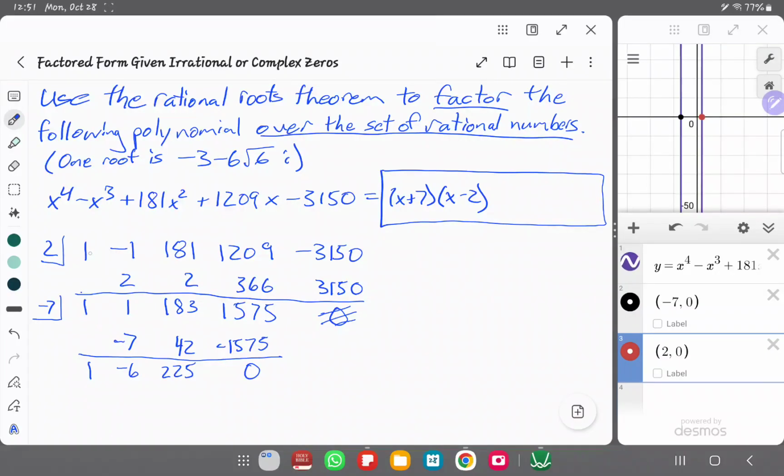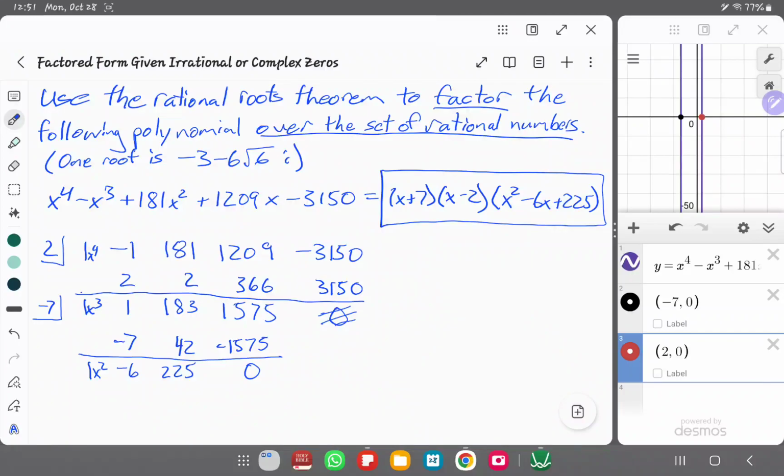So this was started with an x to the 4th, right? On this one, went down to an x cubed. Now I'm down to an x squared. So x squared minus 6x plus 225 would be the leftover piece. X squared minus 6x plus 225.